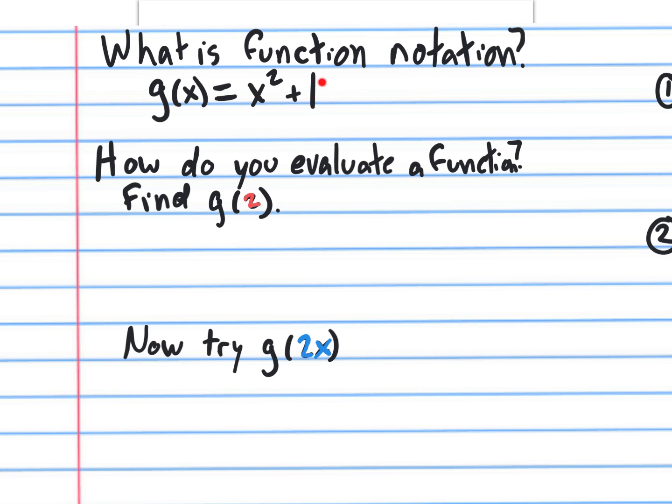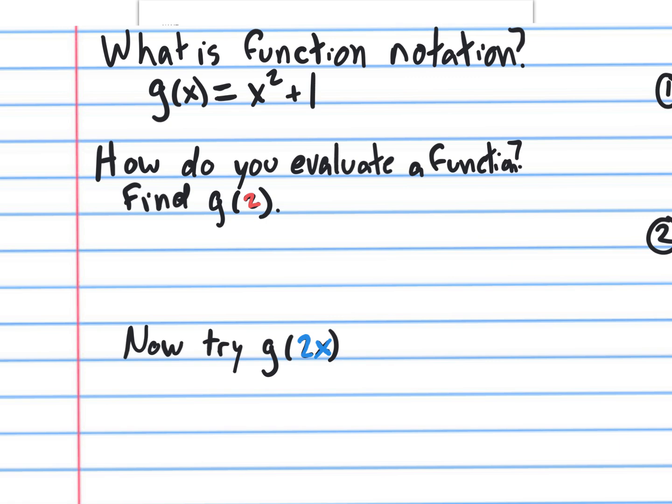So right now in your notebooks, go ahead and copy down g of x equals x squared plus 1, and then write down find g of 2. You don't have to write down everything else. Just write down the g of x function, which is x squared plus 1, and then write down find g of 2. So how do we find g of 2?